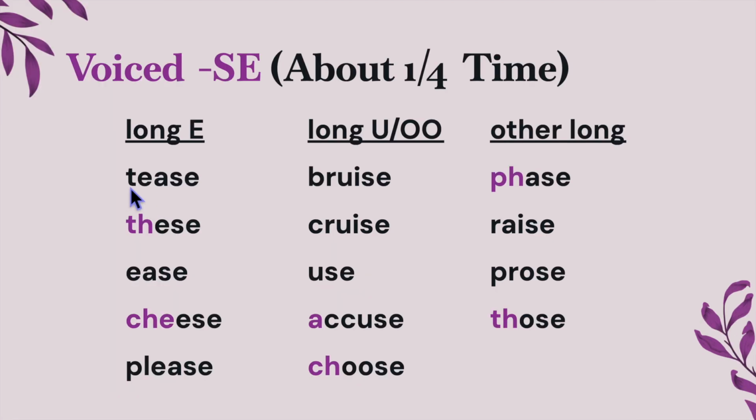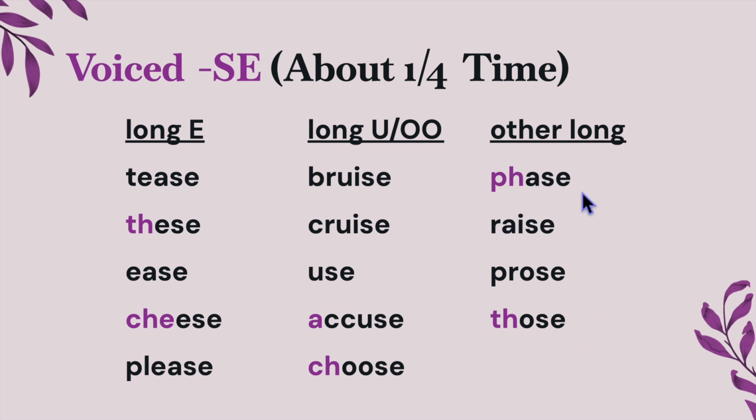These words will use the long E sound. Tease, TH will use the th sound here. These, ease. CH says ch, cheese, please. These words will use the long U sound or the long OO sound of oo. Bruise, cruise, use. This A will schwa and sound like a short U. Accuse, this is ch, choose.